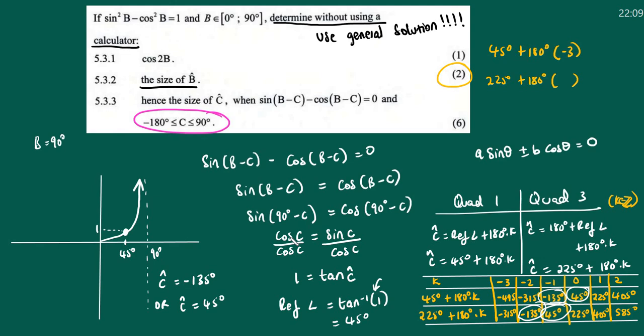All right, but this is just the general solution, good people. This question is just a general solution in disguise. So you just find the general solution of this, and then from there you substitute in values of k from negative 3 to 2. Then those that are between, using the restriction, would give you the angle of C. Okay, so then you'd get your 6 marks there.